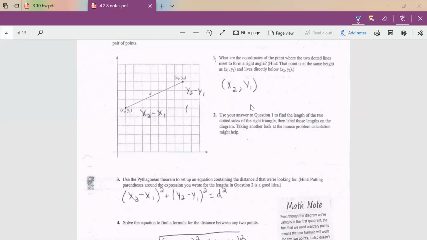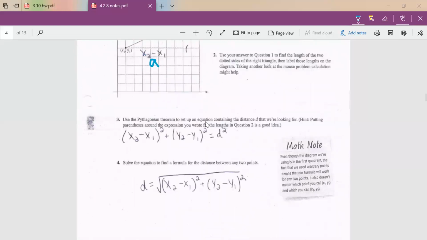So now it says, using Pythagorean theorem, set up an equation to define the distance of the hypotenuse. Well, we know that this is x2 minus x1, and Pythagorean theorem says a squared plus b squared equals c squared. Well, if you remember, this is a, this is b, and this is c. So I took the things that we have in this diagram and I just plugged them right into Pythagorean theorem. A squared plus b squared equals c squared.